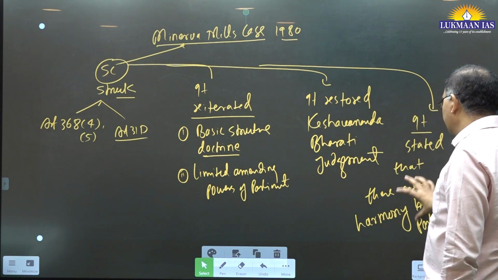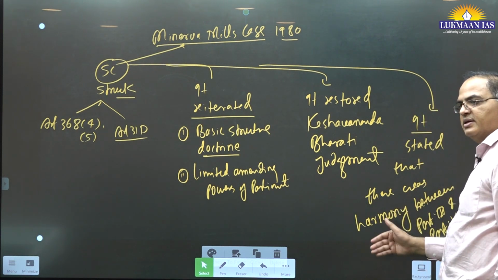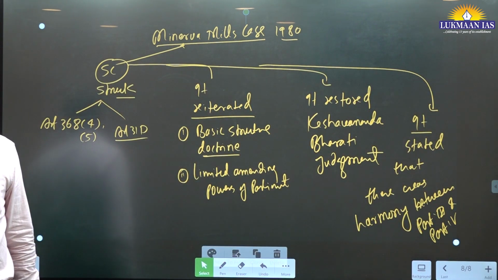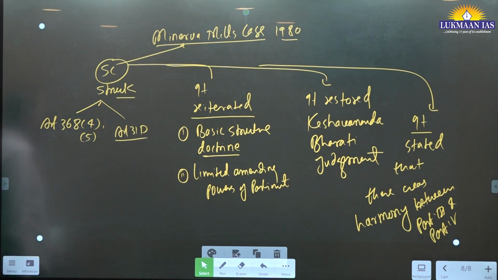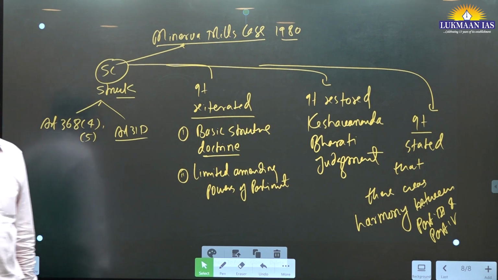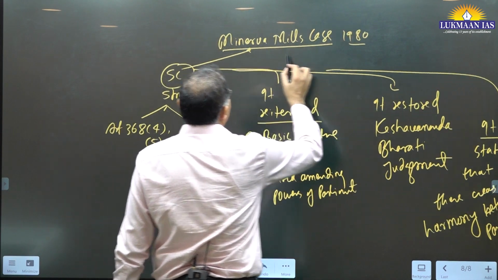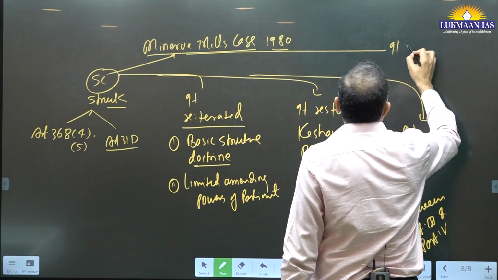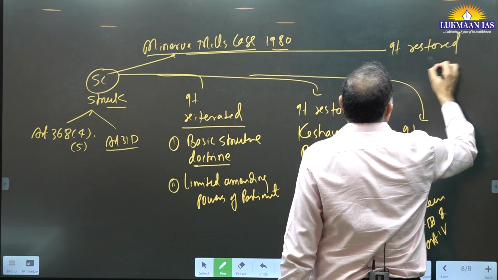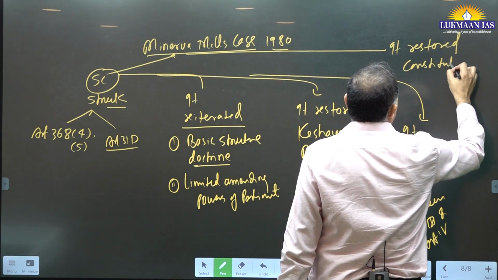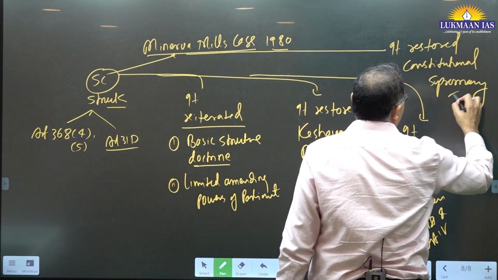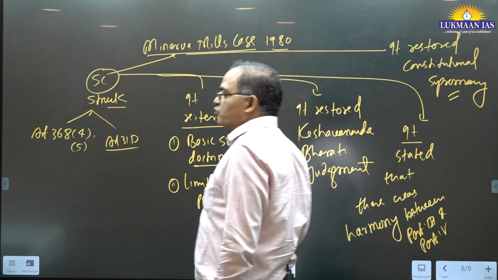And then it is stated, which we'll talk about when we take DPSP, that there is harmony between DPSP and fundamental rights. The exact relationship we'll talk about when we take that DPSP. So, in a way, if you talk in one line, it restored constitutional supremacy. Finally, it restored constitutional supremacy.